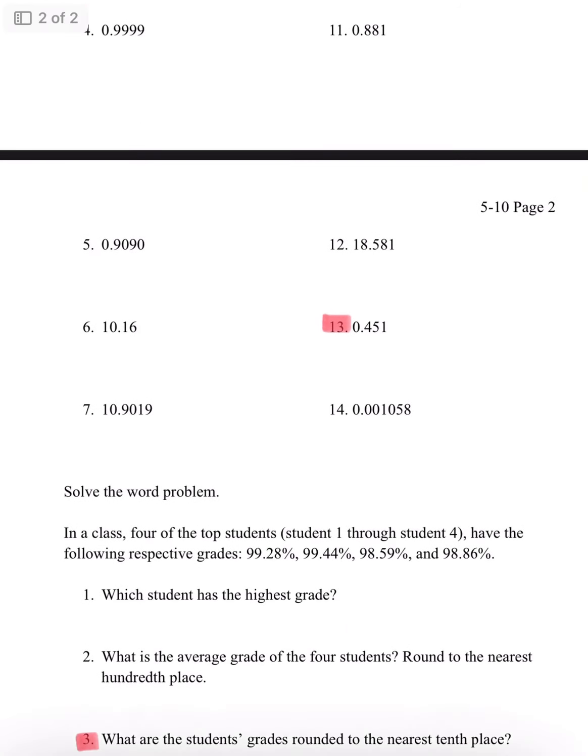Number 13, it gives us 0.451. Let's highlight the tenths and hundredths place. Let's first round to the nearest 10th place. So we look at 4, and we look at the 5 behind it. It's a 5, that means we do round. So for 13, when we round to the 10th place, it's going to be 0.5. Let's look at the hundredths place. If we look at hundredths, behind it is a 1. That means we do not round, so we just leave 0.45 as our answer for the hundredths place one.